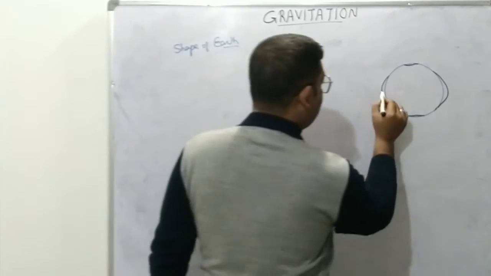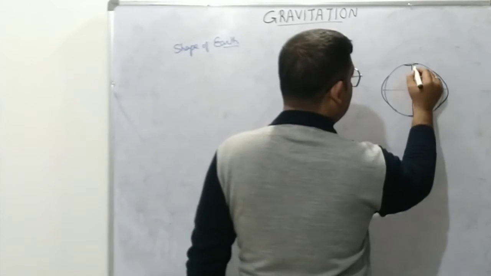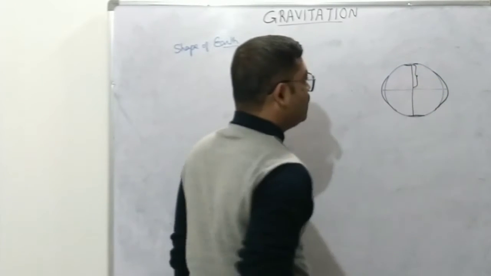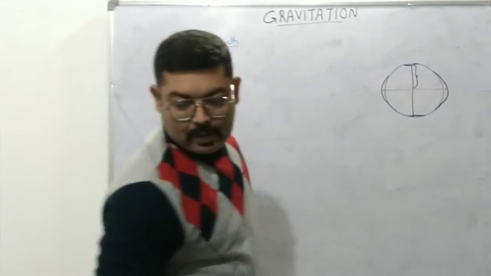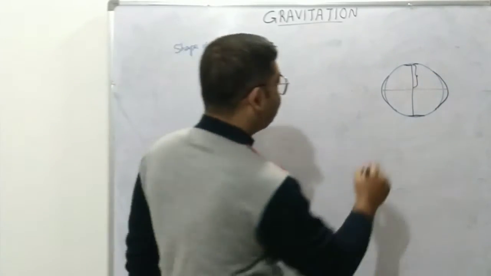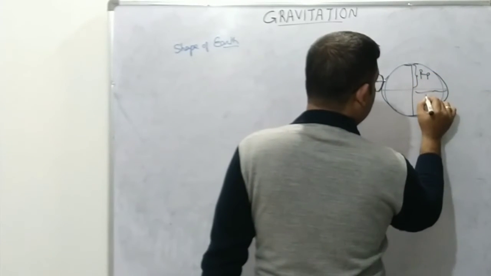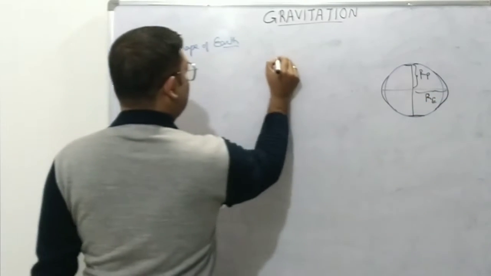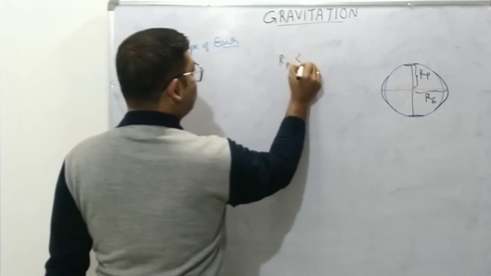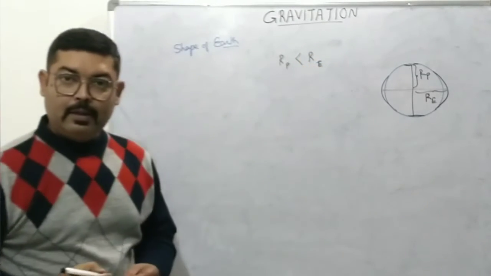So if we find the radius of Earth, we clearly see that the polar radius, let's call this R_P, and the equatorial radius, R_E. Clearly the polar radius has to be smaller than the equatorial radius, right?